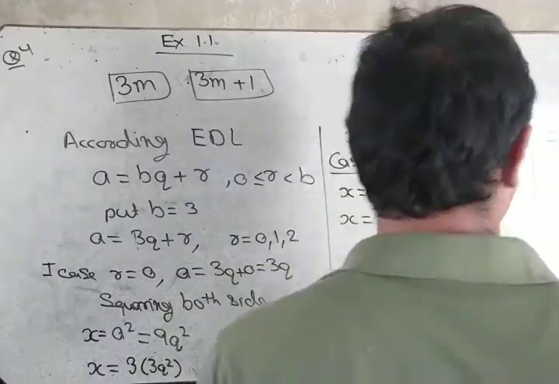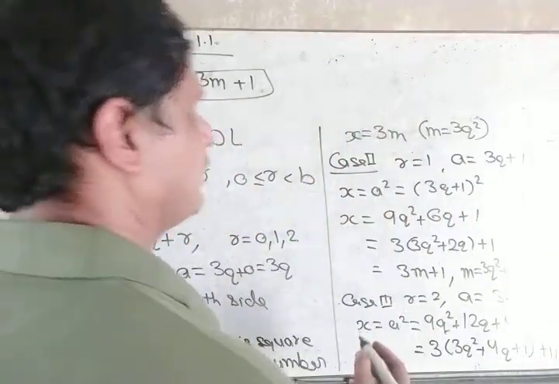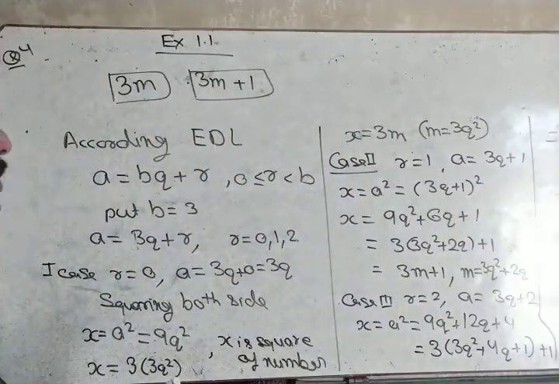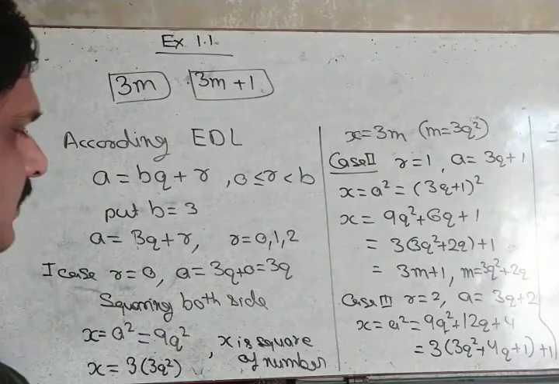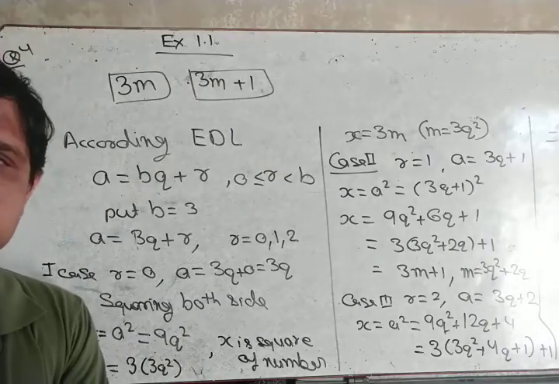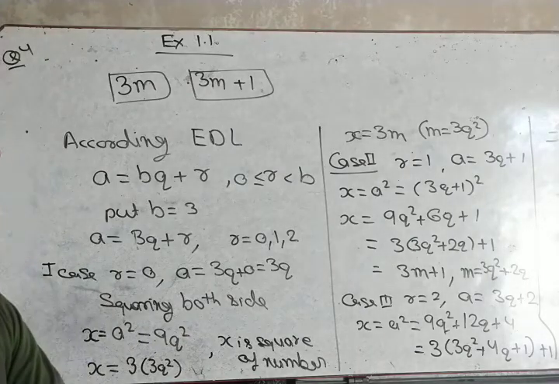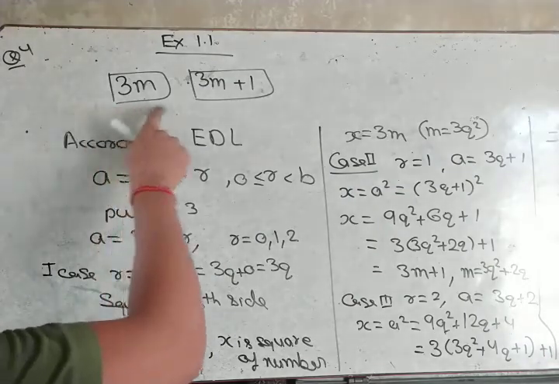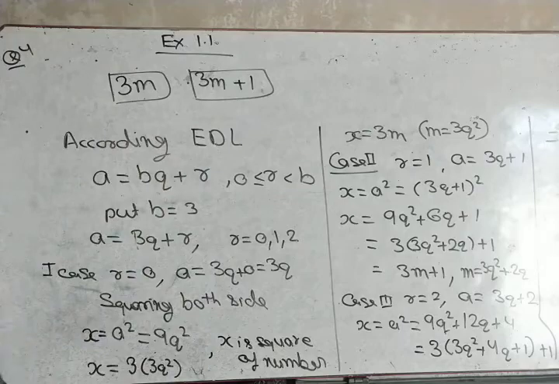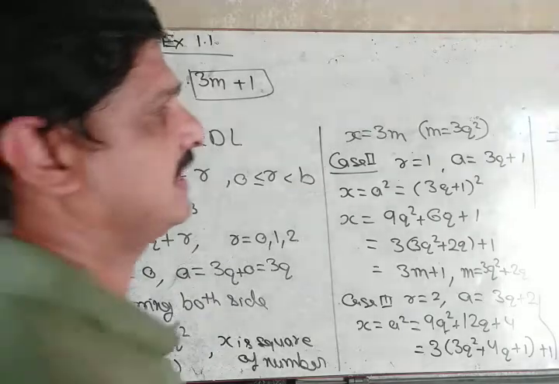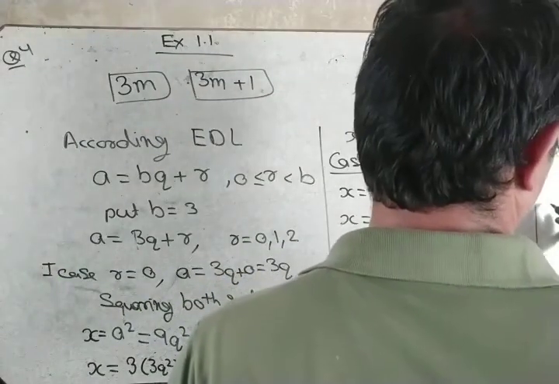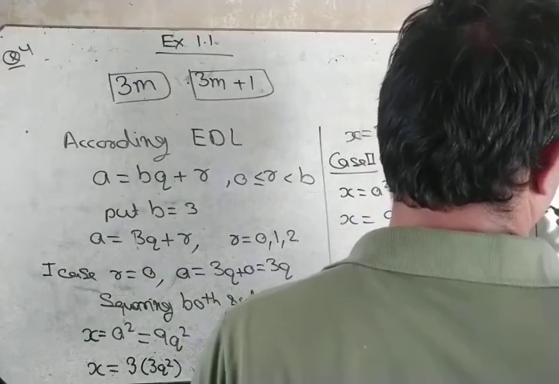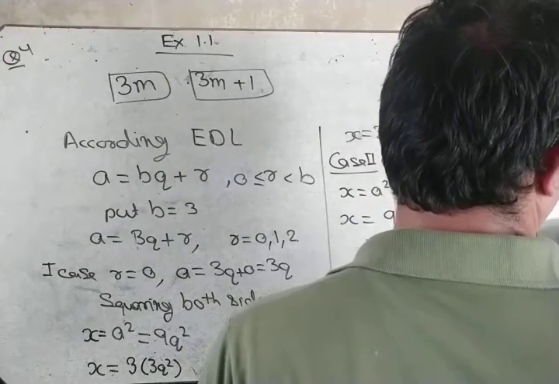So we have seen we have put all the numbers in the form of the square, 3m and 3m plus 1. So we proved it.